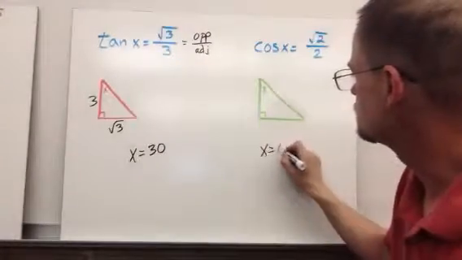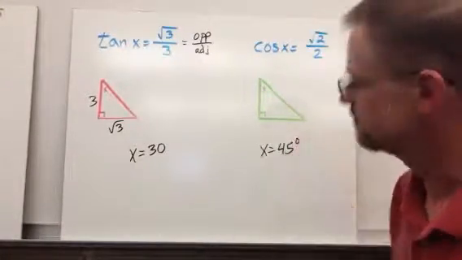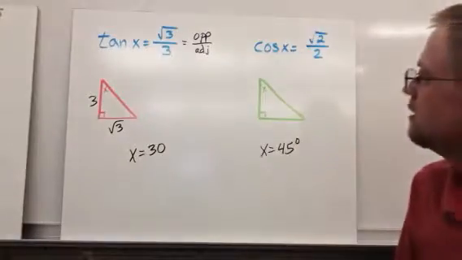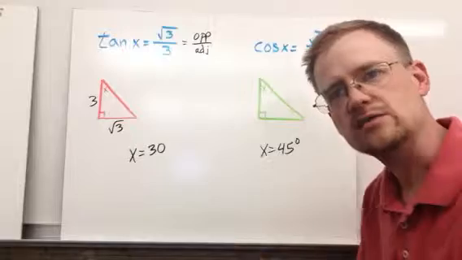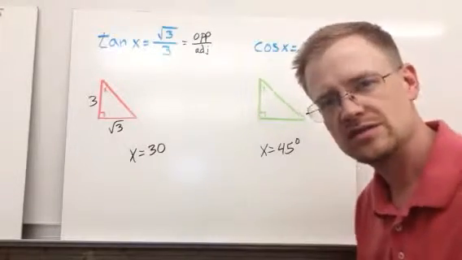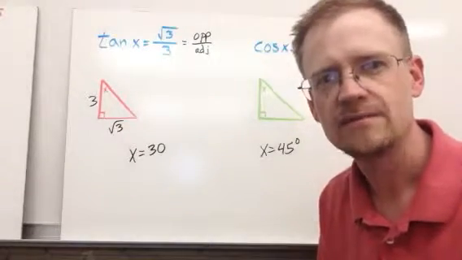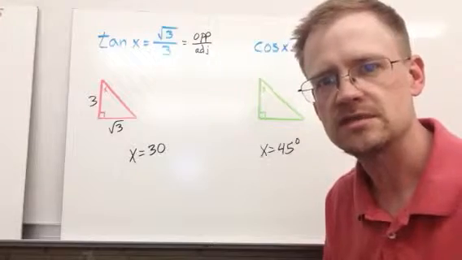So x equals 45. If we know what the ratio of these sides are, we can then go back and find the angles. If we know the angles, we can find the ratio of the sides. This all works together. So, go ahead and work the example problems, and we'll see you in the next video.